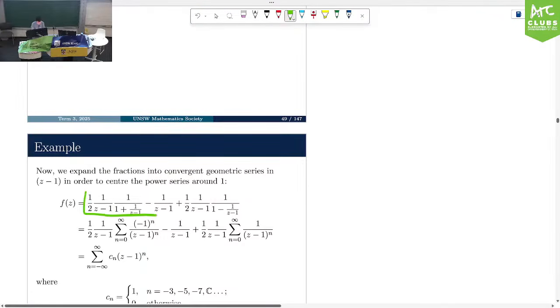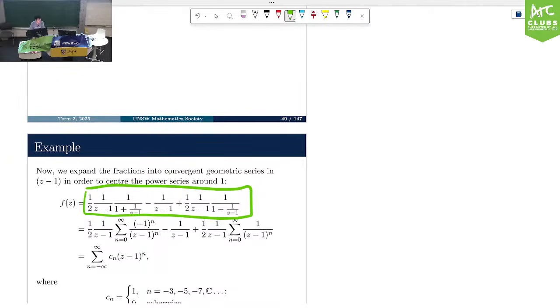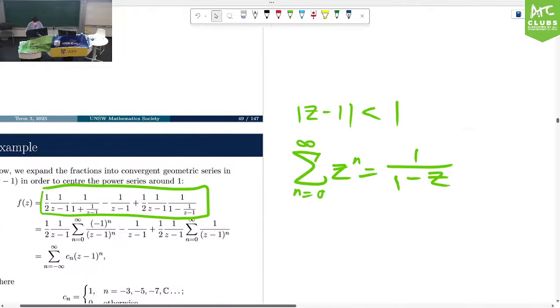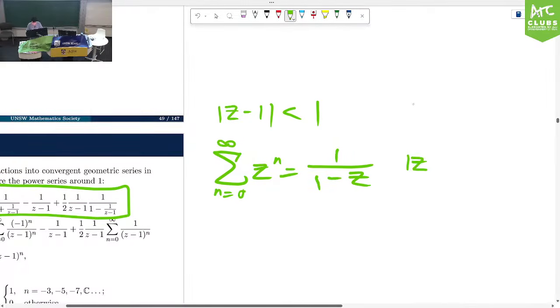Good luck, it might take your time to do this. As we can see over here, there will be some 1 on z minus 1 terms. You just have to beware that we need to make a power series, and make sure that it actually converges in the first place. In our GP, the sum from n equals 0 to infinity of z to the power of n equals 1 on 1 minus z. This only works if the modulus of z is less than 1.